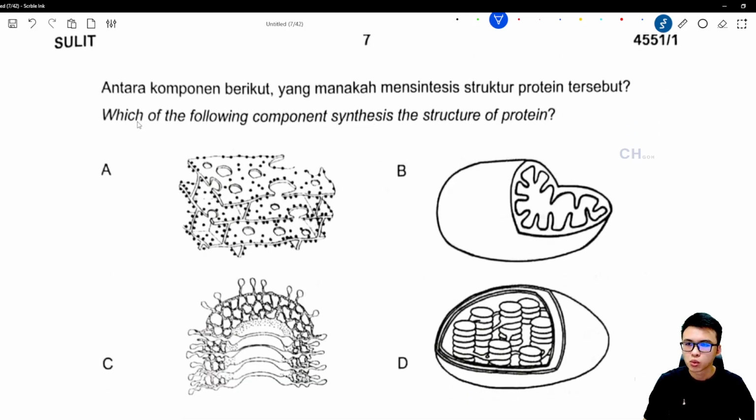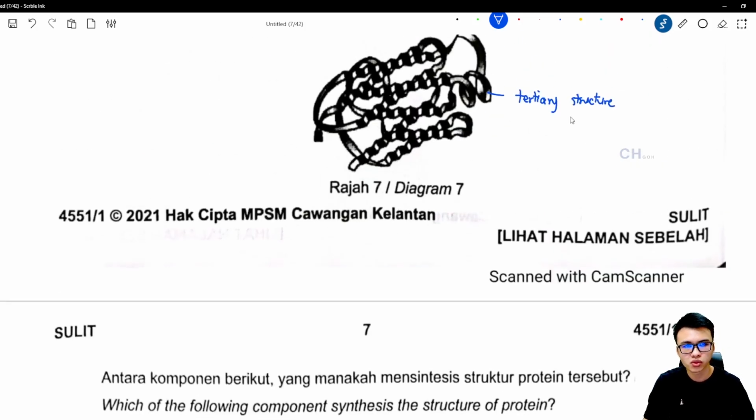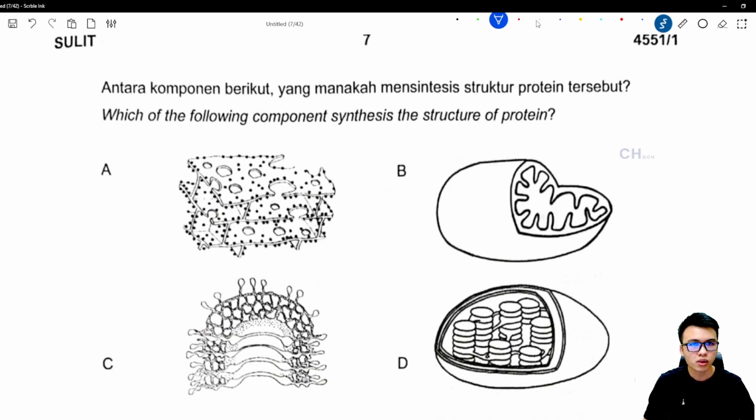Now look at this one. Which of the following components synthesize the structures of the protein? Now look at this question. It is a bit complicated when they talk about the synthesis of the structure of the protein. What if I remove the middle part here? It is the component that synthesizes protein. It should be easier, right?